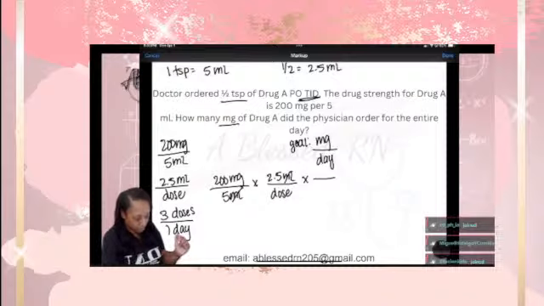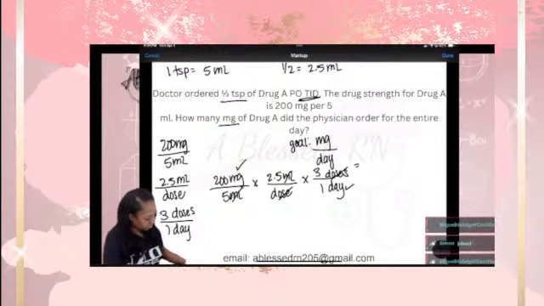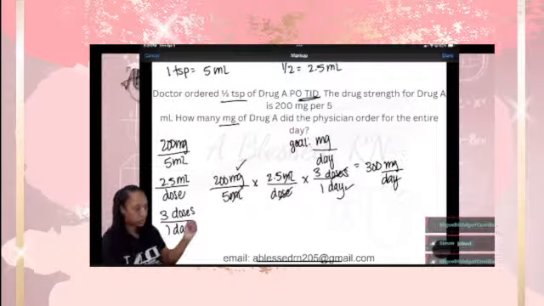All right, so milliliters cross out. Now we got milligrams per dose. We need milligrams per day. So we got 3 doses per 1 day. Dose crosses out, and you're left with how many milligrams you get in a day. Okay? So now we'll do 200 times 2.5 times 3 divided by 5. And that is going to be 300 milligrams that they ordered per day.